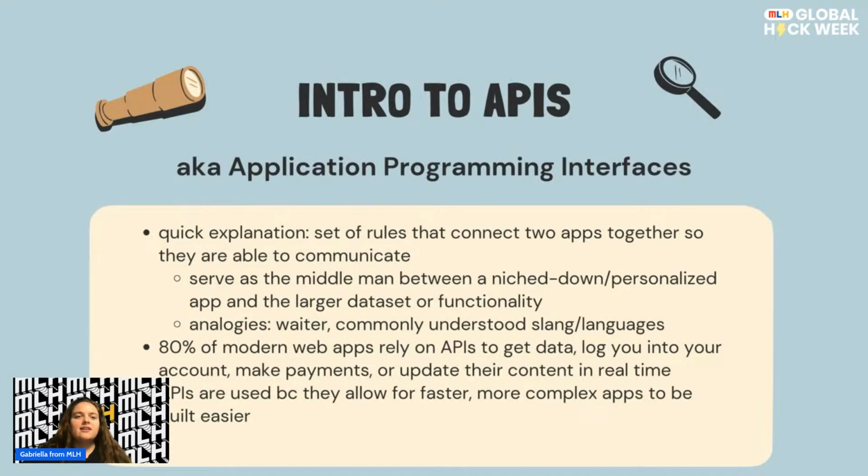A quick explanation of what APIs are: they're just a set of rules that connect two different applications together so they're able to communicate. A lot of applications you use have functionalities that don't need to be reprogrammed every single time. Think about it like you don't need to reinvent the wheel when coding.